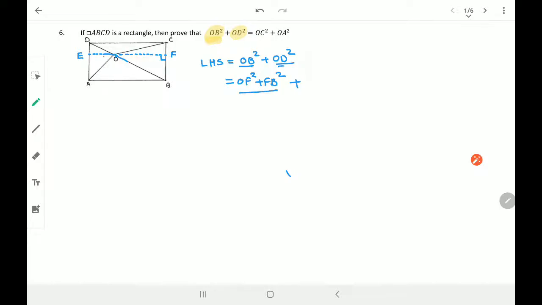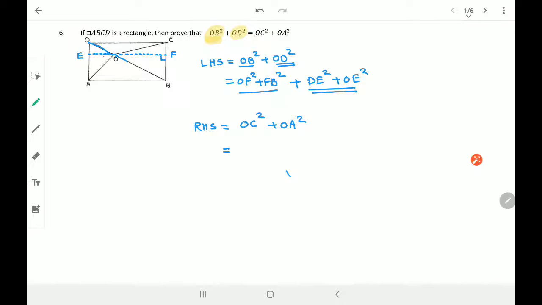Now I need to write OD square. So OD square is this one. OD square is DE square plus OE square. This is OD square. I just hope it is clear. Fine. So now I'll take RHS. It is OC square plus OA square.